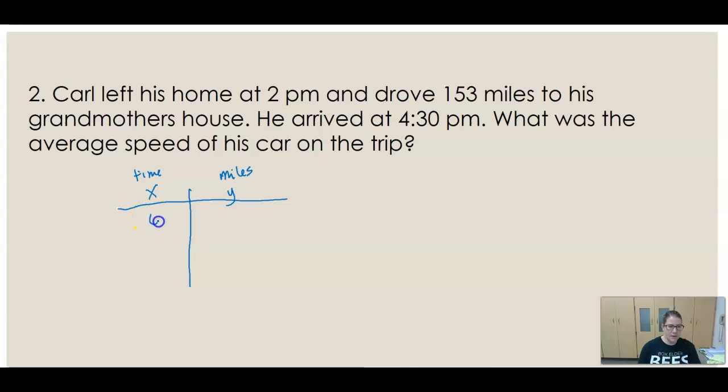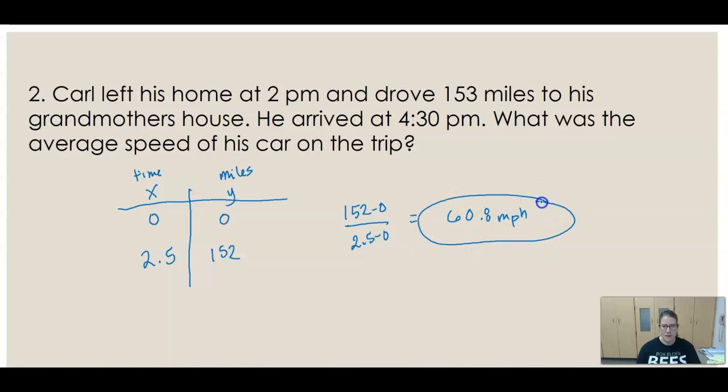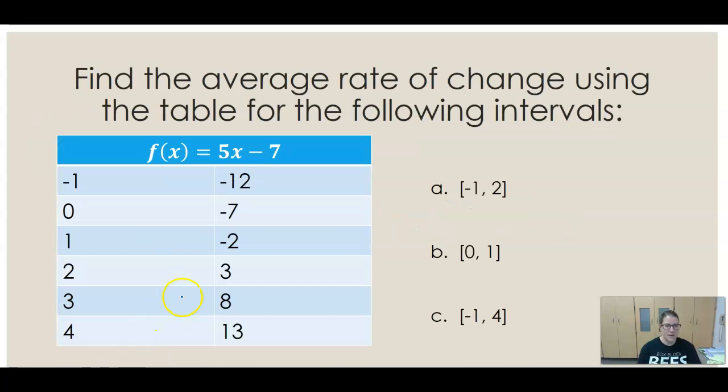So at time 0, when he left the house, he had gone 0 miles. He drove 153 miles, and it took him, it looks like about from 2 to 4:30, about 2.5 hours, so that'd be 2.5 here. And so the change in Y over the change in X would just be 152 minus 0 over 2.5 minus 0, or 152 divided by 2.5. So it looks like he went approximately 60.8 miles per hour. Okay, so on average, that was his speed. It doesn't mean he went that speed the entire way, right? But on average, he was going about 60 miles per hour.